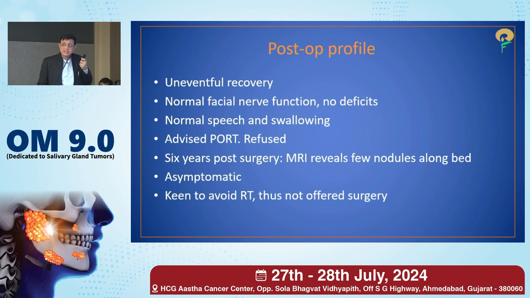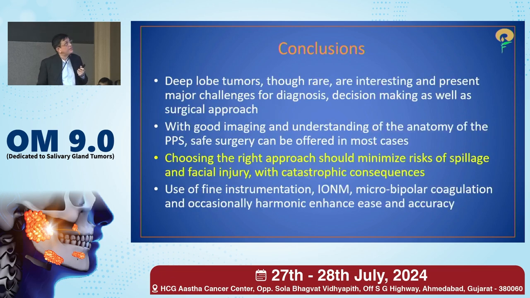So we must understand spillage is a very, very big problem. Finally, I'll conclude. Deep lobe tumors, though rare, are interesting and present major challenges for diagnosis, decision-making, as well as surgical approach. With good imaging and understanding of the anatomy, safe surgery can be offered in the majority of the cases. Choosing the right approach should minimize the risk of spillage and facial nerve injury with catastrophic consequences.